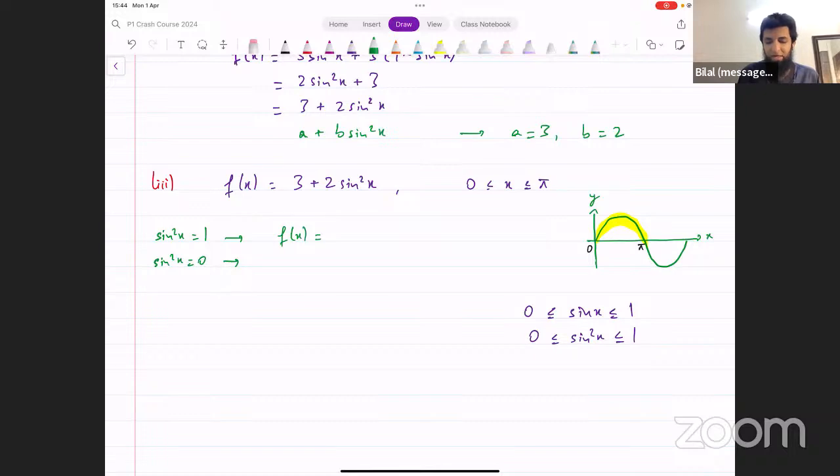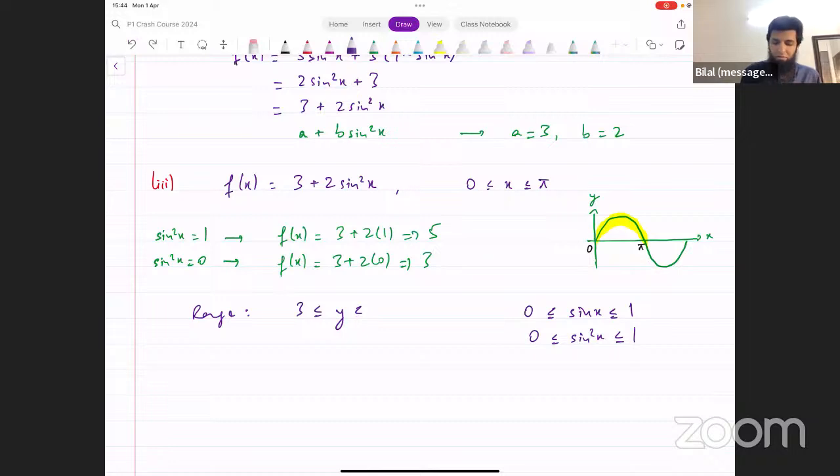Now, what does that give me? F of x equals 3 plus 2 into 1, and that's giving me 5. When it's 0, that gives me 3 plus 2 times 0, that's 3. So what's the range of this function then? You would say the range of the function is from 3 to 5. Okay, that's how the range of this function looks.